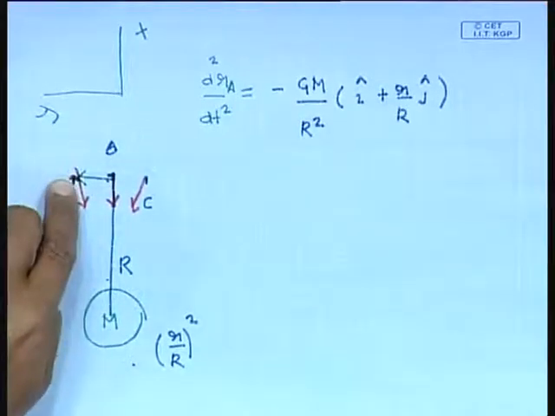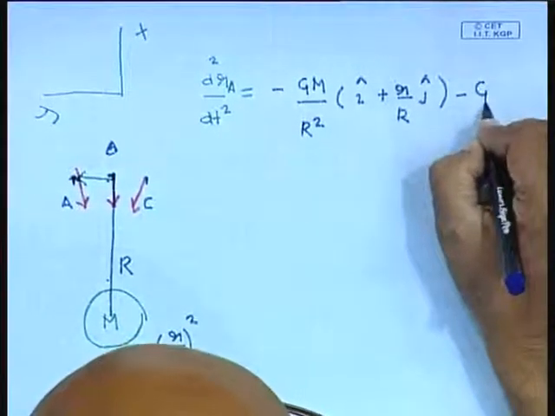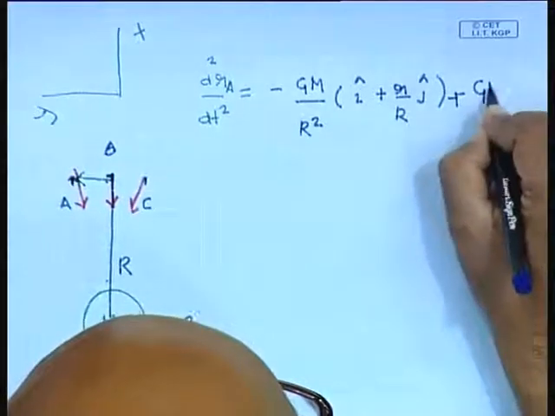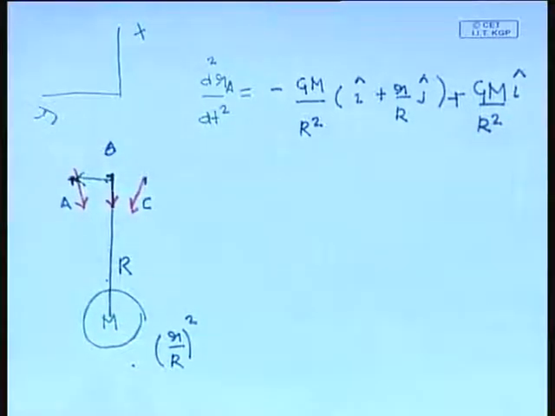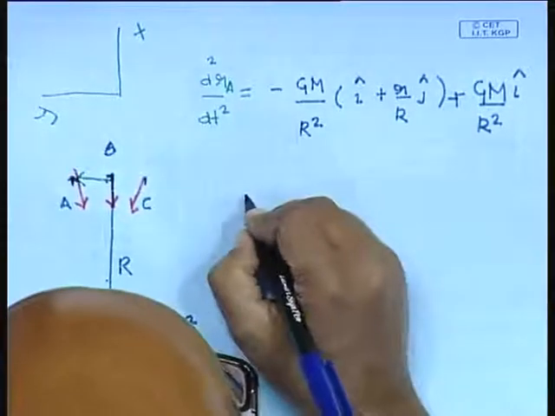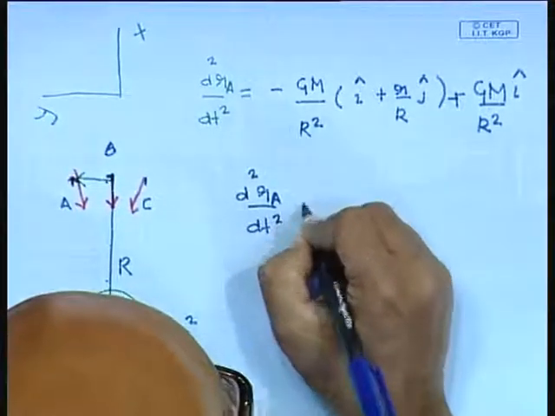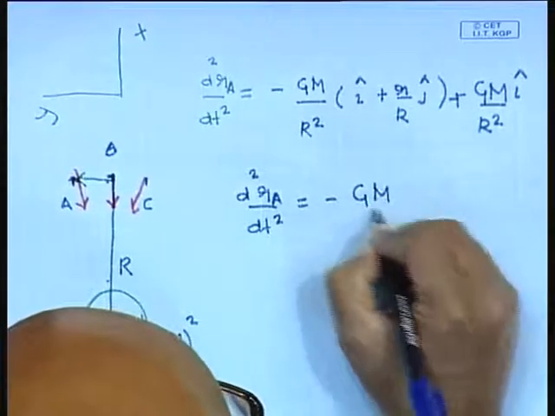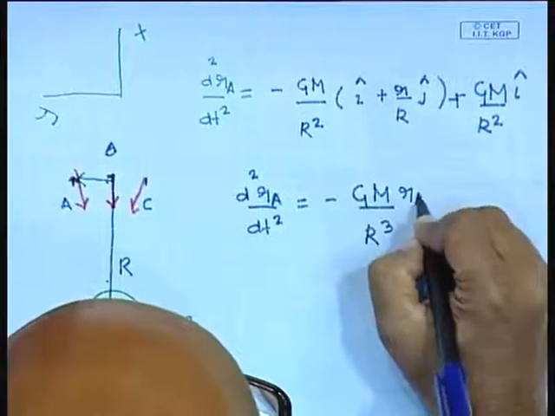So that is the acceleration of the test particle A, and I have to subtract out the acceleration of the test particle B, so that will be plus GM by R square into i. That is the acceleration of the point B. So this gives me the relative acceleration between A and B. If I sit on B and ask what is the acceleration of A, I get this. So d square r A by dt square is equal to minus GM by R cube into r A.